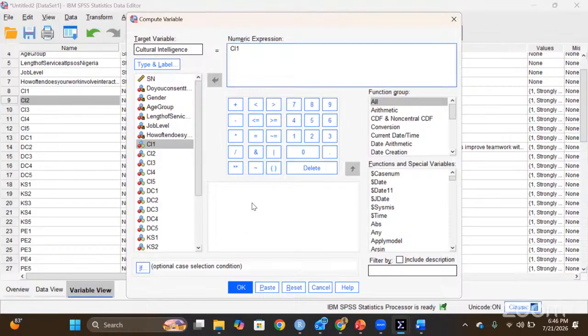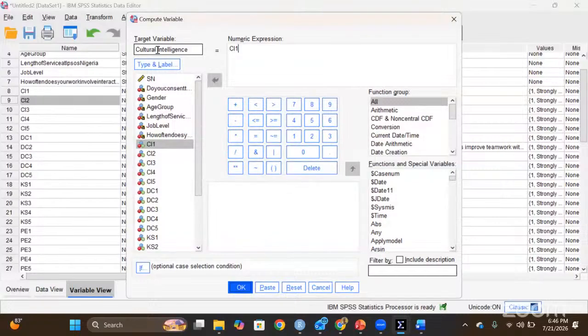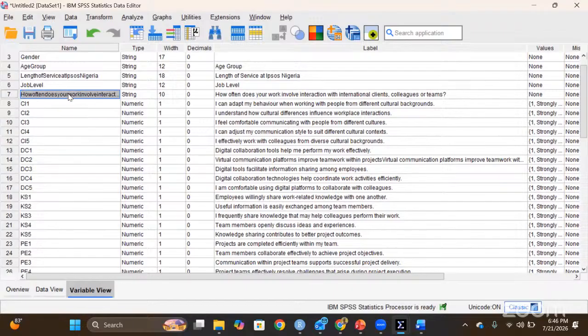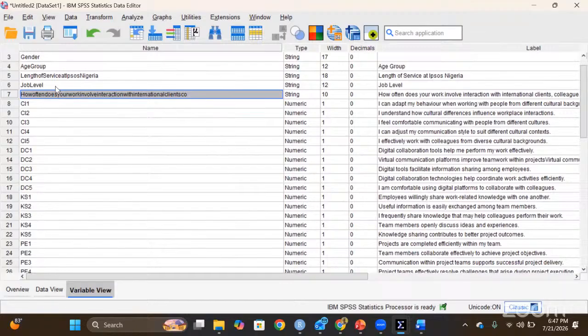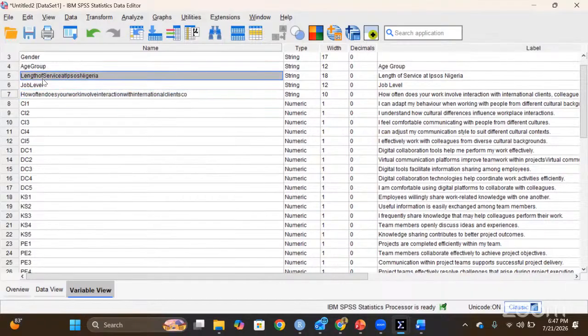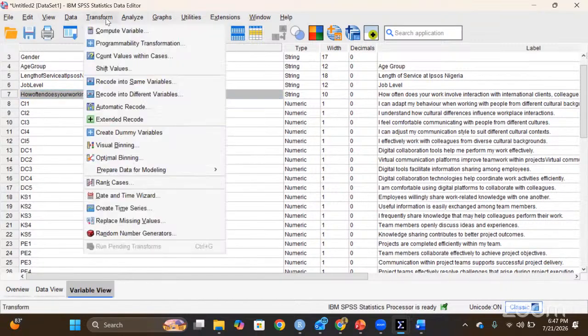Let me show you. Variable name contains an illegal character. You can see what's happening, because I have space here. You cannot have space in a variable name. That's why you notice that when we imported to SPSS, all of our questions became something we don't understand. All of the spaces were shrunk off. It's because SPSS will not allow you to have space between words in a variable name. So you have to be very conversant with that and take it into cognizance.